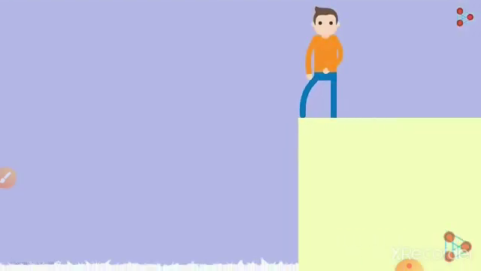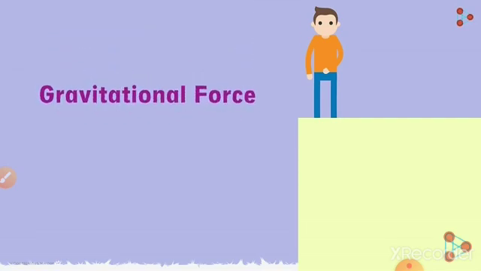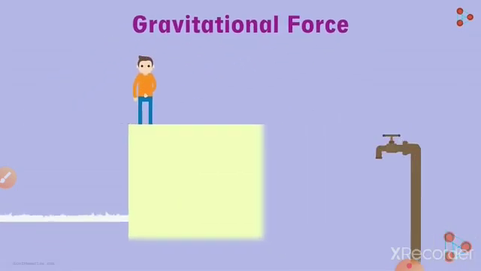Now come to the gravitational force. If we throw a ball over the ground, what happens? The ball goes down towards the ground. Why? Because the earth exerts a force on the ball. So the earth exerts a force of gravity. It attracts the ball downwards. This force is called gravitational force. In gravitational force, a force is created that attracts two objects towards each other.